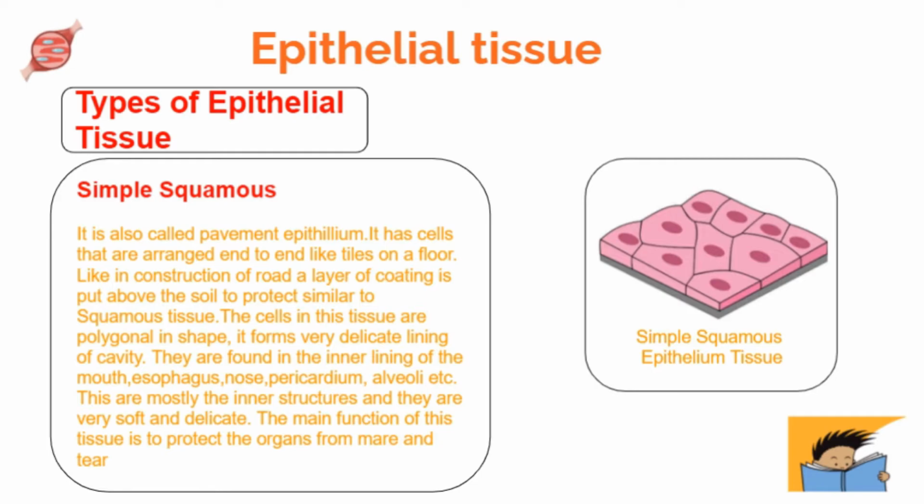Cells are generally polygonal in shape. It forms very delicate lining of cavities. So I can give you some examples where they are found. They are found in the inner lining of our mouth, esophagus, then nose, then pericardium, alveoli. So all these are inner structures and they are very soft and delicate. Blood vessels and covering of the tongue and skin. So all these organs which I have mentioned, their coverings are actually made up of squamous epithelium cells or tissues.